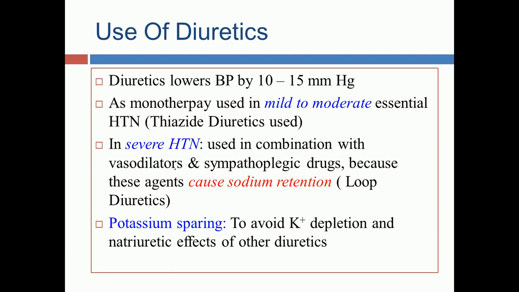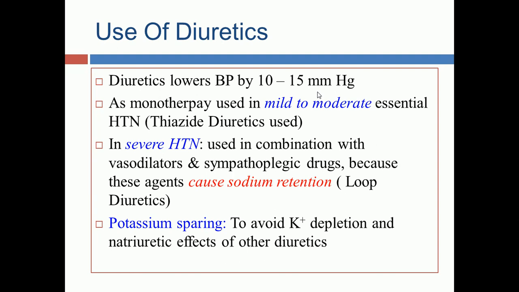Diuretics may lower blood pressure by 10 to 15 millimeters of mercury. So if the blood pressure is not too high, or the patient is in pre-hypertension or stage 1 hypertension, you can use them as monotherapy. Monotherapy means they can be used as a single agent; no other drugs are given with them. So as monotherapy they are used to treat mild to moderate essential hypertension, and you remember what essential hypertension is: it is without a known reason.